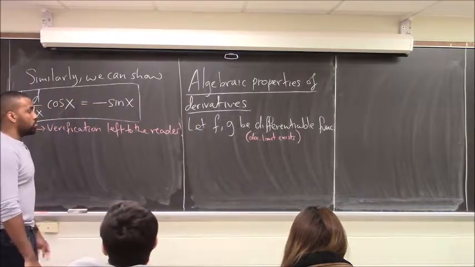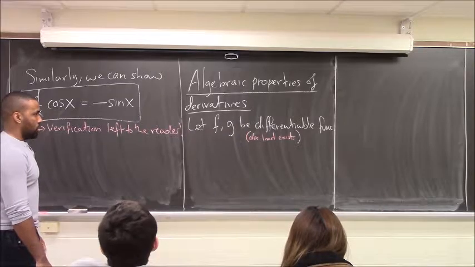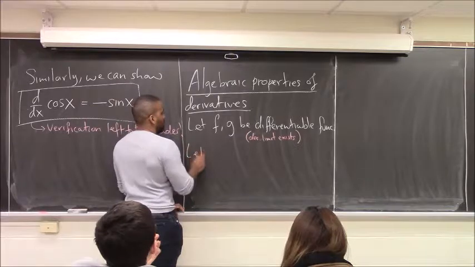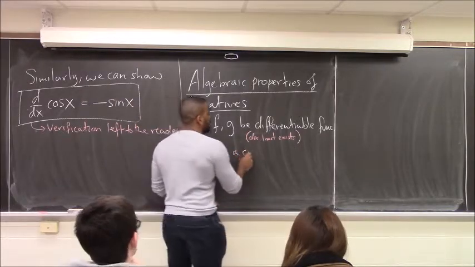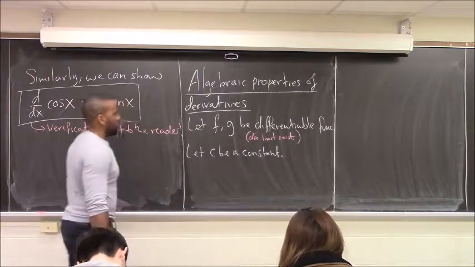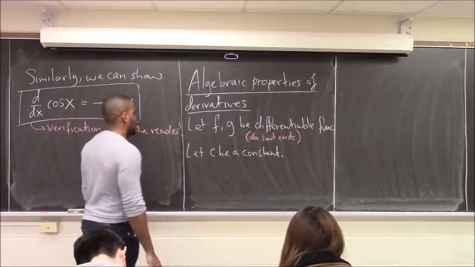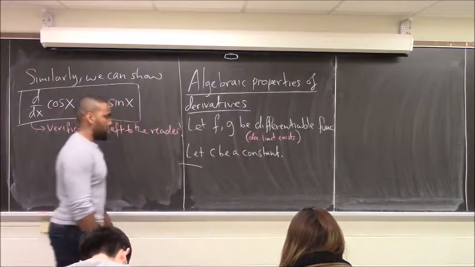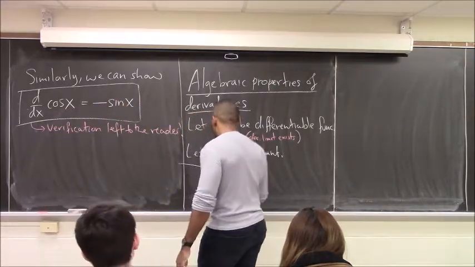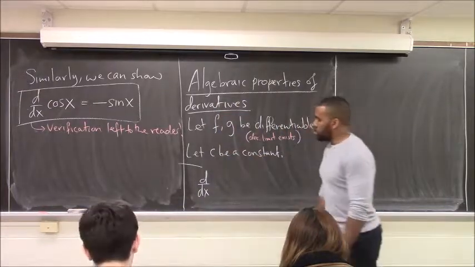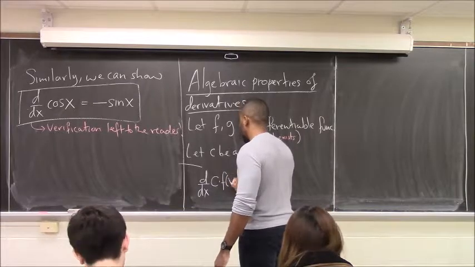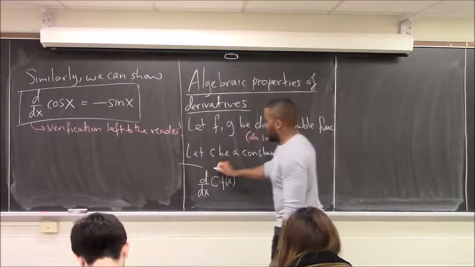So now, let's say f and g are two differentiable functions. Let c be a constant. So let's look at one property. Suppose I wanted to find the derivative. So knowing that I can actually find the derivative of f, what is the derivative of a constant times f? So that's the first goal.